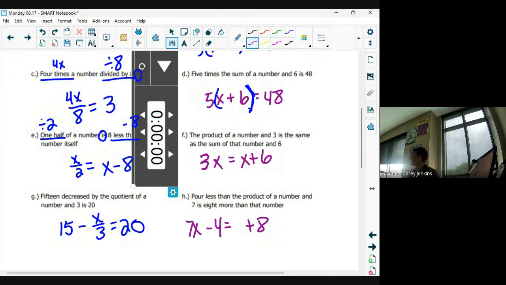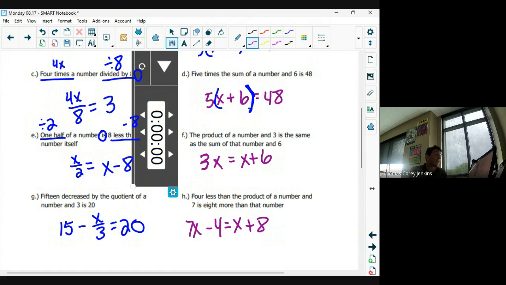Almost 8. What else is on the other side? If it's 8 more than a number. Plus what? X. Very good. So this is actually x plus 8. So as you can see, these are tricky. Okay. Good stuff, though, guys. You're getting a lot of stuff right.